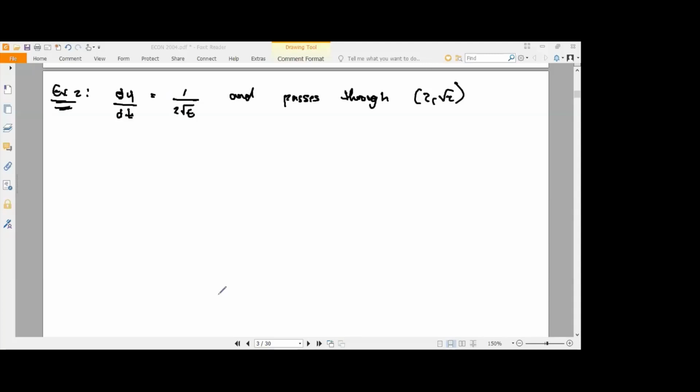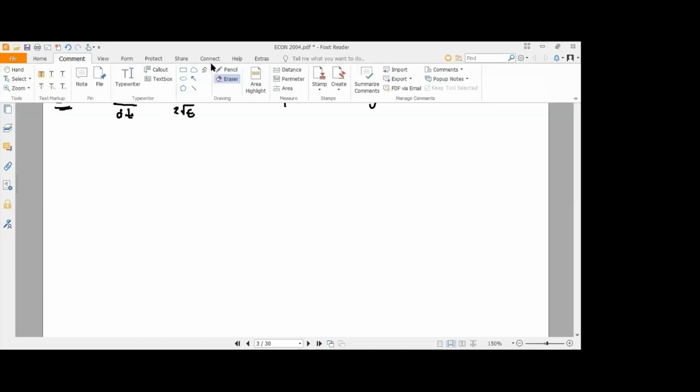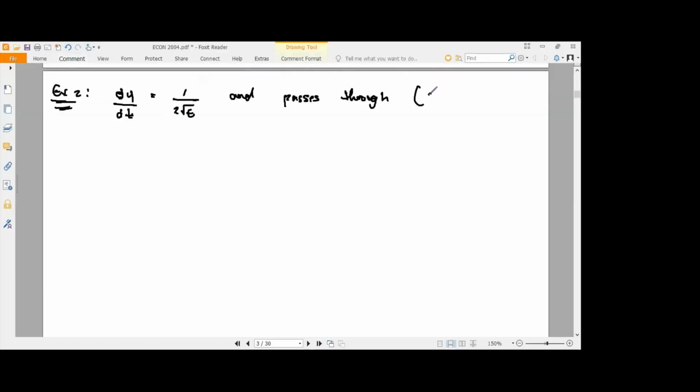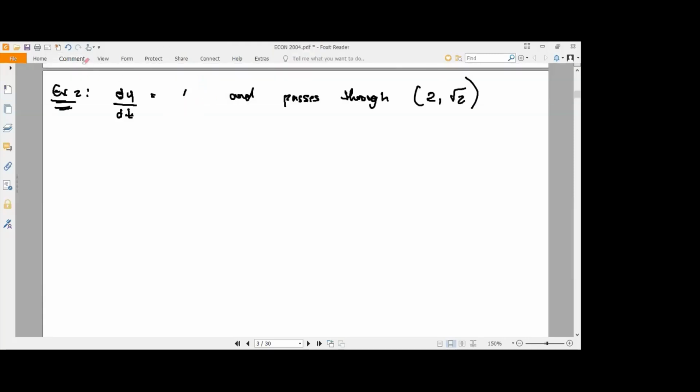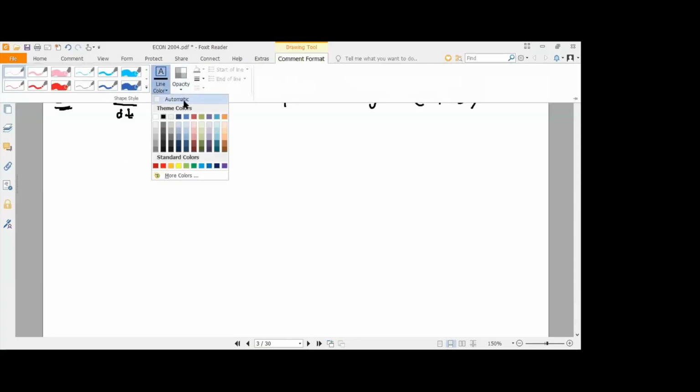So it passes through 2 root 2. Maybe I should write that better. All right, so let's actually do this now. Ready? To do this, we have to integrate it, right? So let's do the formal solution again.